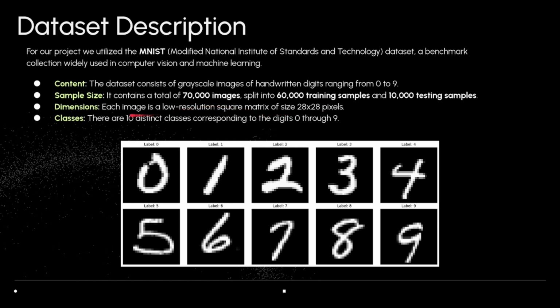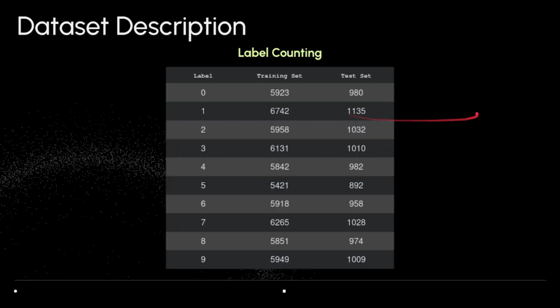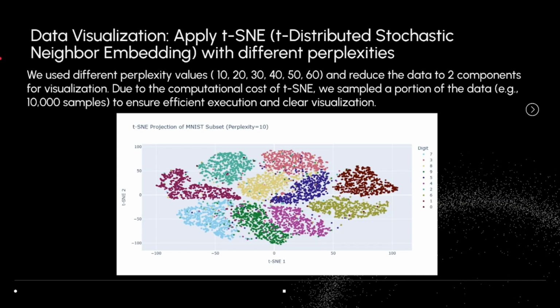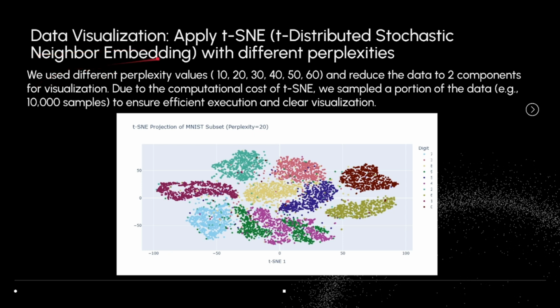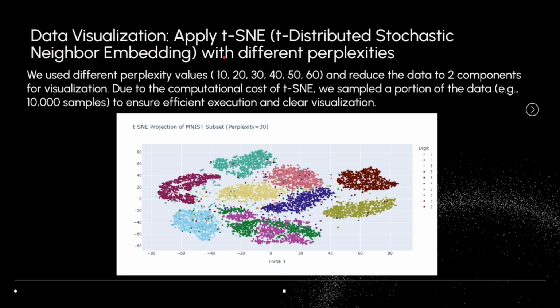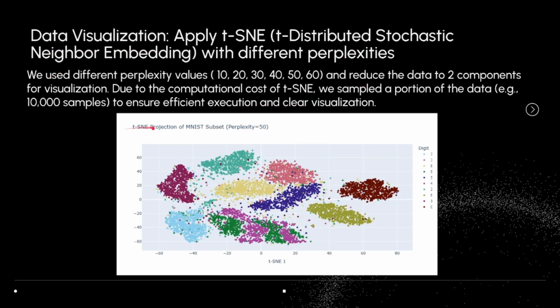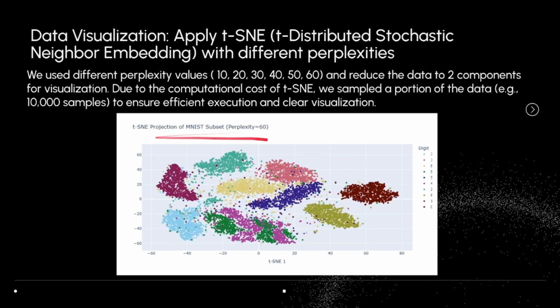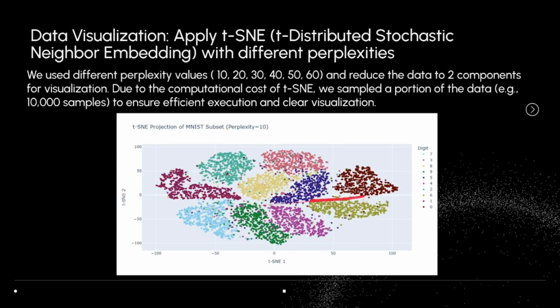Each of these images is labeled in one of 10 distinct classes, and each image is composed of 28 by 28 pixels. So here we can see a label counting of each of the classes, and we can see that on average they have 6,000 for the training part and 1,000 for the test part. Here we can see one of the data explorations that we have performed. As we can see here for t-SNE, with different perplexities, we have different kinds of clusters.